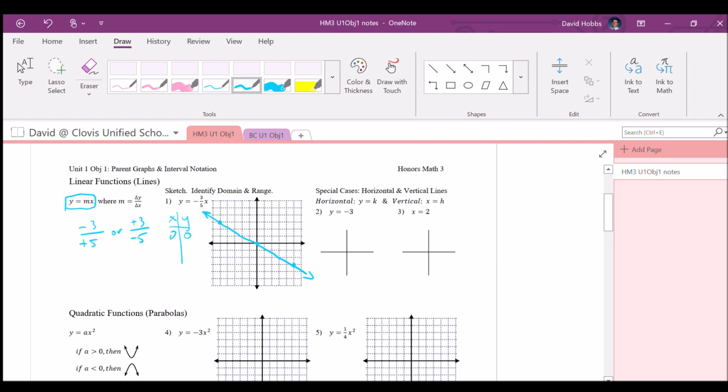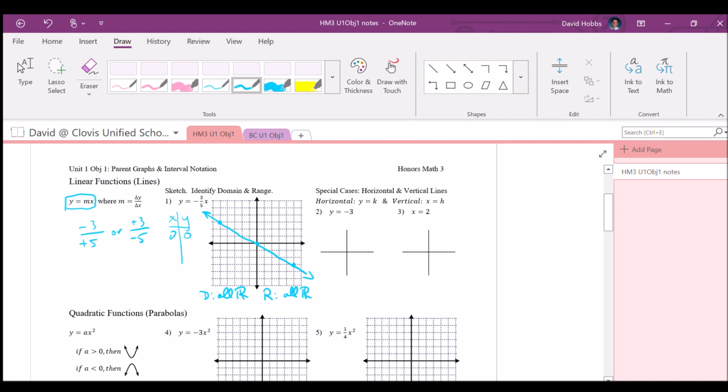And so, by the way, what's the domain and the range? The domain, left and right, it goes forever left and right, so all reals. And the range, it goes up and down forever as well, so all reals.